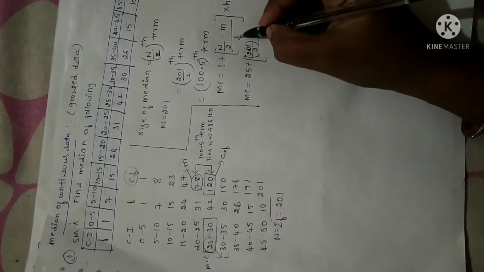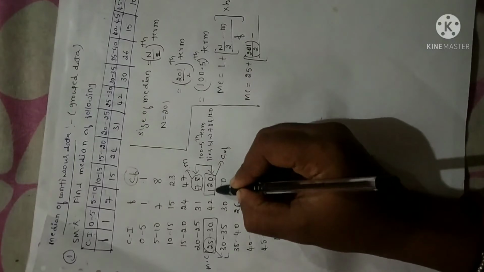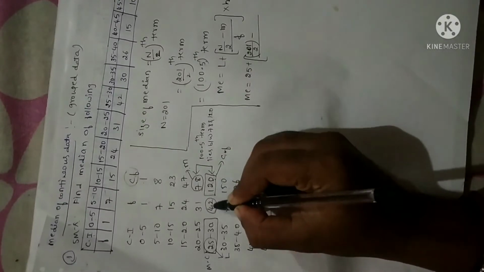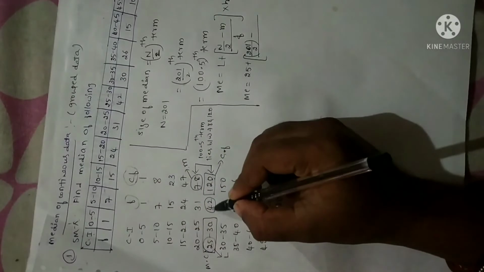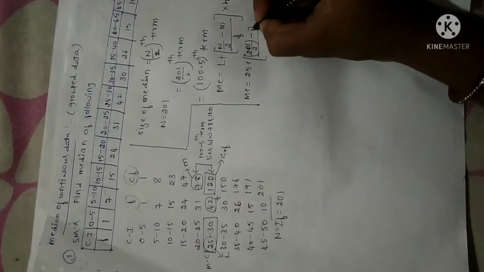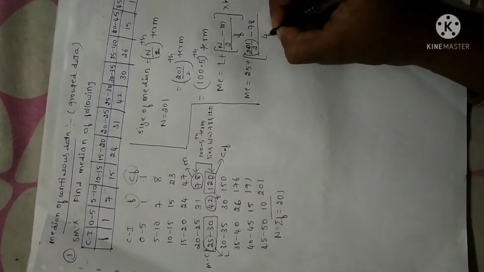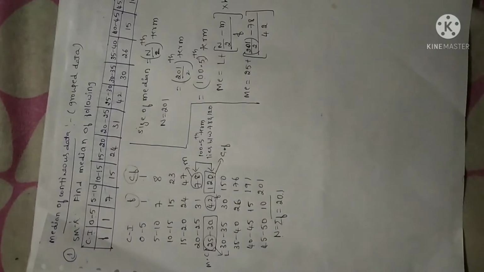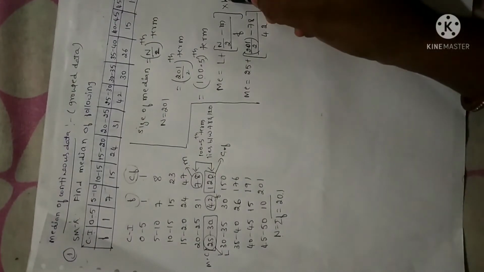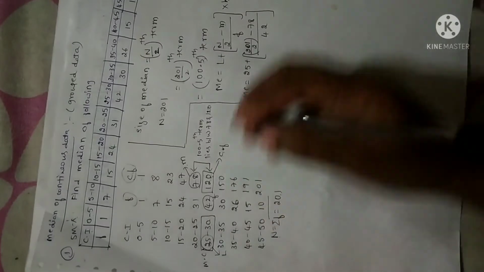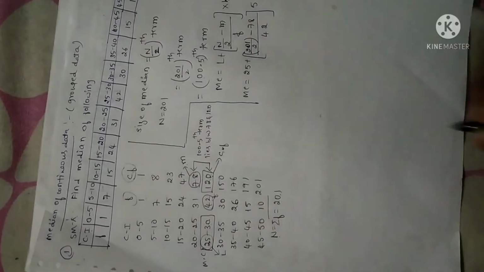Next, f is the frequency. The cumulative frequency here is 120, and the frequency of the same median class is 42. So this will be the value of f. So the m value is 78, the f value is 42. Clear? Now h is the class difference. What is the difference here? 30 minus 25 is 5. So the h value is 5.